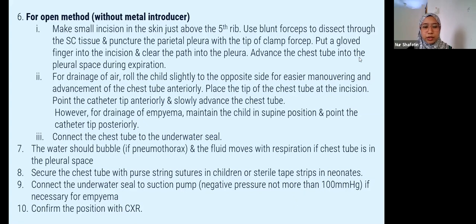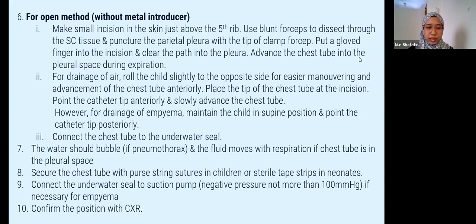So for drainage of air, we should roll the child slightly to the opposite side for easier maneuvering and advancement of the chest tube anteriorly. So place the tip of the chest tube at the incision, point the catheter tip anteriorly and slowly advance the chest tube. However, for drainage of empyema, maintain the child in supine position and point the catheter tip posteriorly.